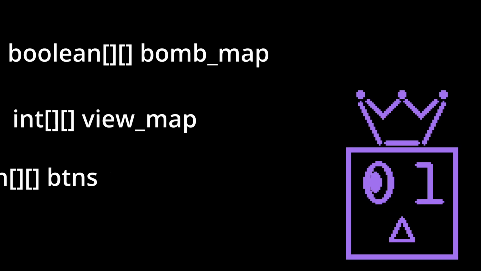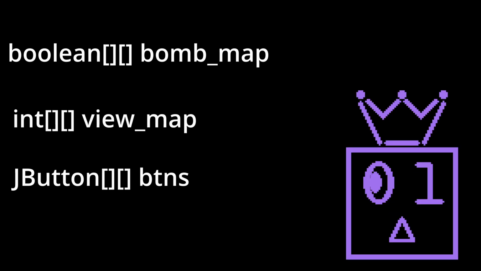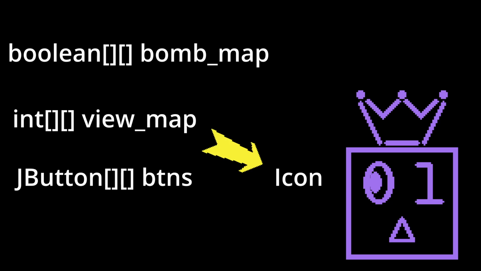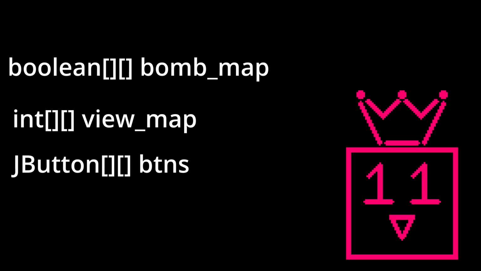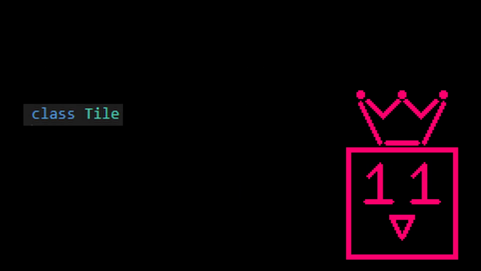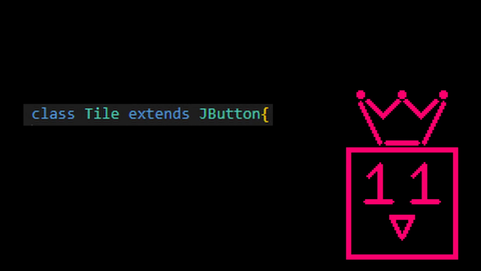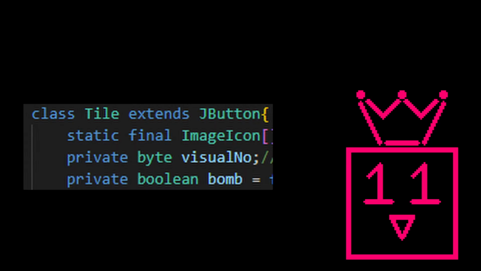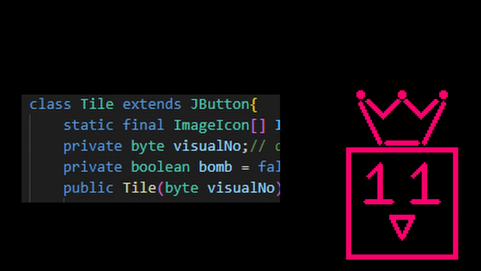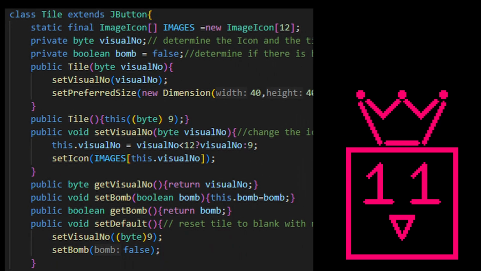However, I would already need a 2D array of JButton, and one of the other arrays has a direct function with JButton, specifically the icon of the button. Therefore, instead of jumping between these arrays, I made a class called Tile. This class inherits JButton with variables visual node and bomb. So it can be a button and store some variables in it, which can make the code slightly clearer.